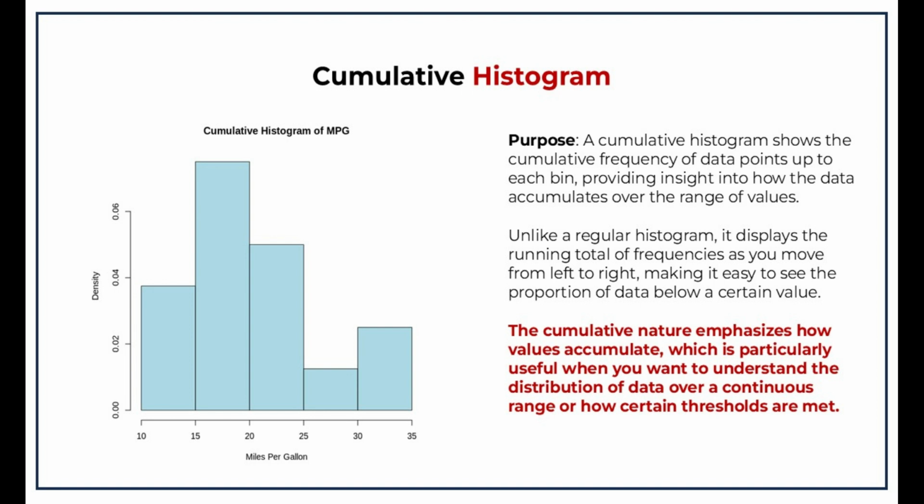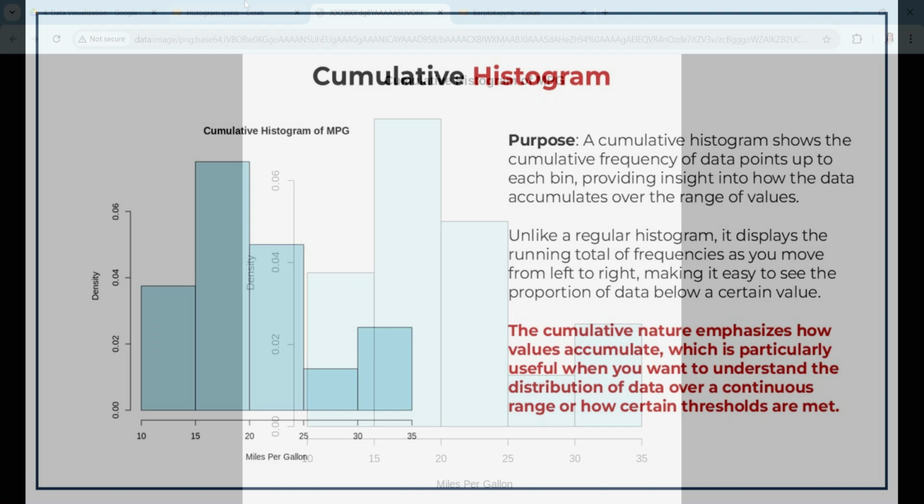This cumulative histogram shows the accumulation of the cars as MPG increases. And by looking at the plot, you can determine which proportion of cars have MPG values below a certain threshold, giving insights into the overall distribution of the dataset.